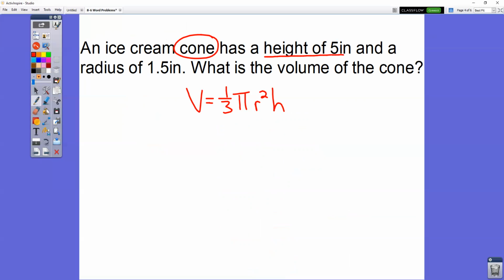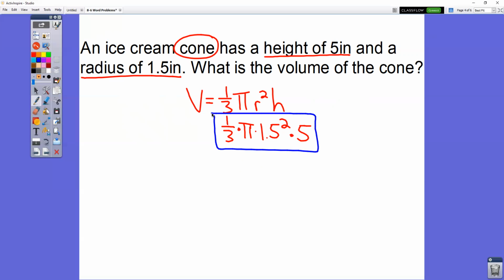It says that it has a height of 5 and a radius of 1.5. So we're going to sub those numbers into the formula where they belong. So we have 1/3 times pi times 1.5 squared times 5. You're going to type in all 4 terms into the calculator: 1/3 times pi times 1.5 squared times 5.